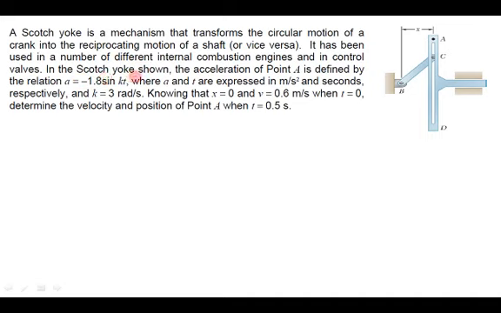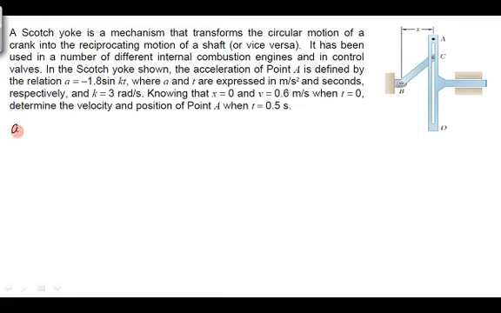In this Scotch-Yoke shown, the acceleration of point A is defined by the relation a = -1.8 sin kt, where a and t are expressed in meters per second squared and seconds respectively, and k is equal to 3 radians per second. Knowing that x is equal to 0 and v is equal to 0.6 meters per second when t is equal to 0, determine the velocity and position of point A when t is equal to 0.5 seconds.